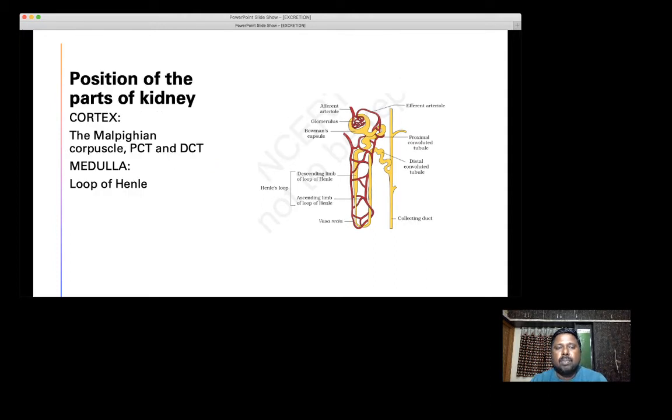Next, the position of the parts of the kidney. Note this down, as some important questions come from this area. The Malpighian corpuscles, the proximal convoluted tubule, and the distal convoluted tubule, these three items are present in the cortex of the kidney. In the medulla region is the loop of Henle, meaning both the ascending and descending limbs.